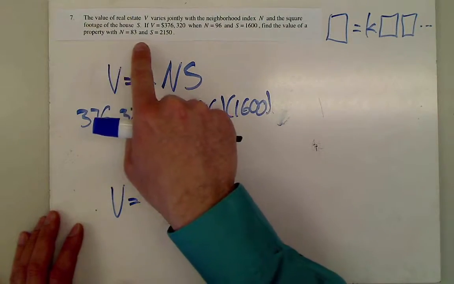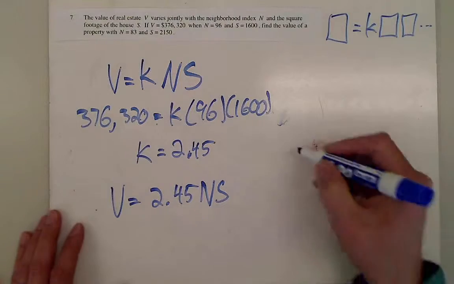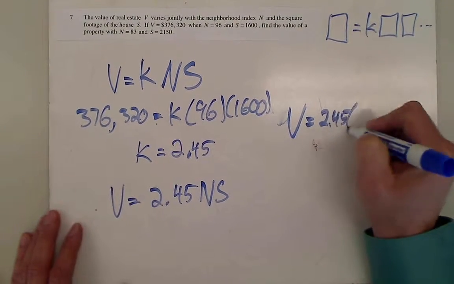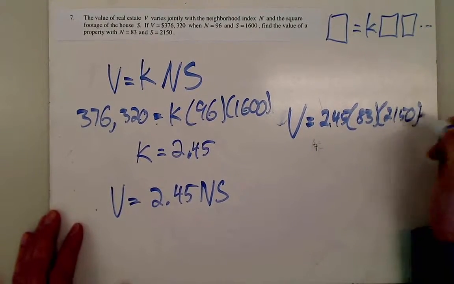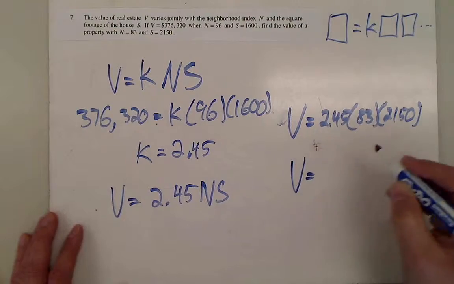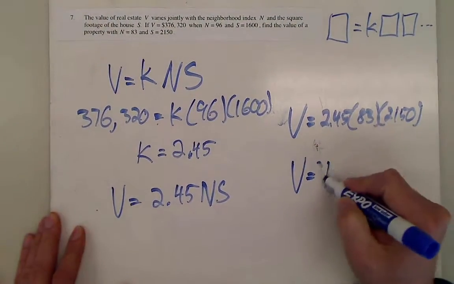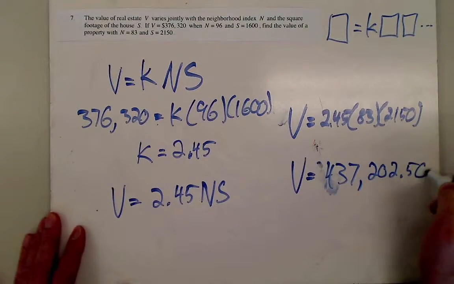Now we use that equation to answer the question. Find the value of a property with N is 83, plug that in here, and S is 2150. So V equals 2.45 times 83 times 2150. And on your calculator, that will give you $437,202.50.